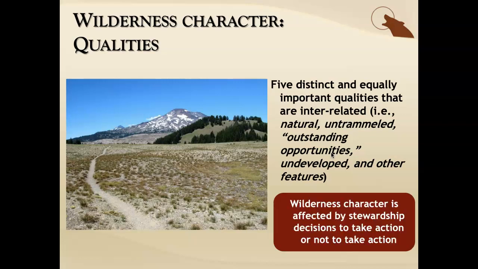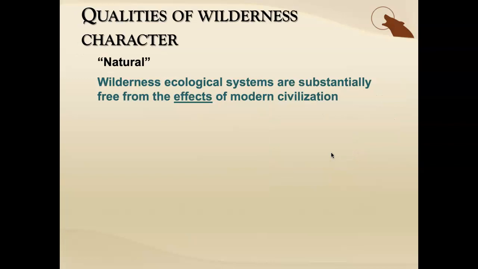Wilderness character is going to be affected by stewardship decisions to take action or not take action by those federal land management agencies. And as we're going to learn, this framework can be helpful for them in describing benefits and trade-offs of different management decisions, but also just understanding how those decisions affect wilderness itself through this framework of wilderness character. So the first one is natural, so the natural quality of wilderness character.